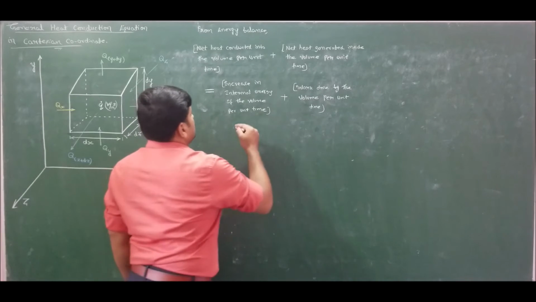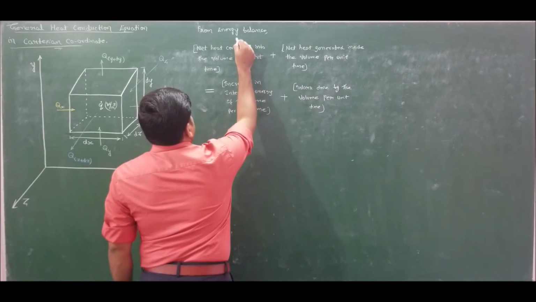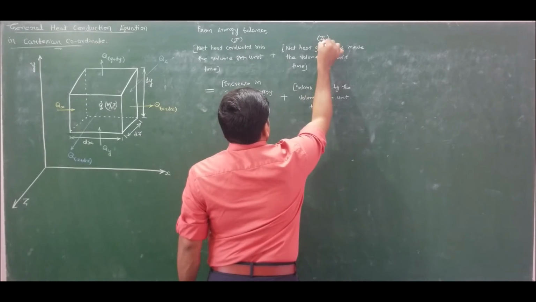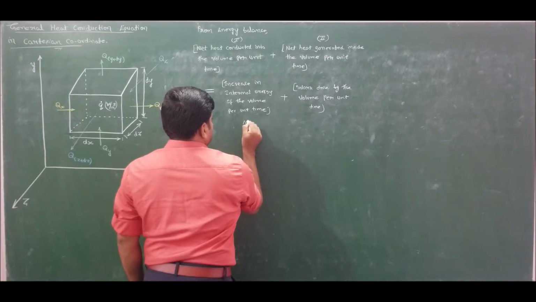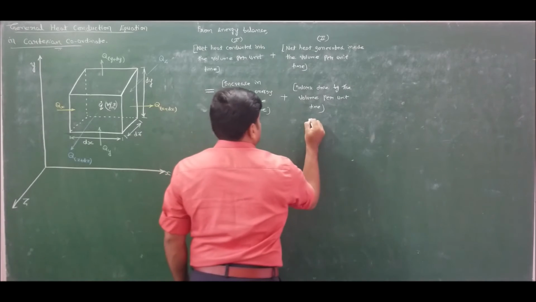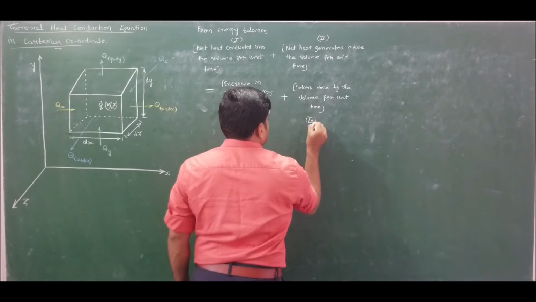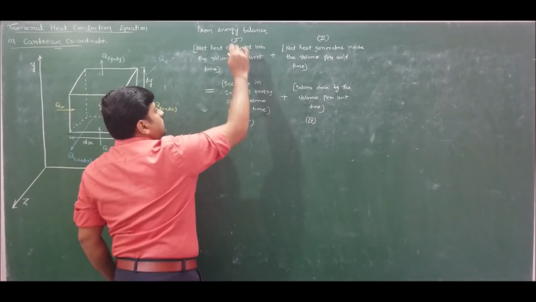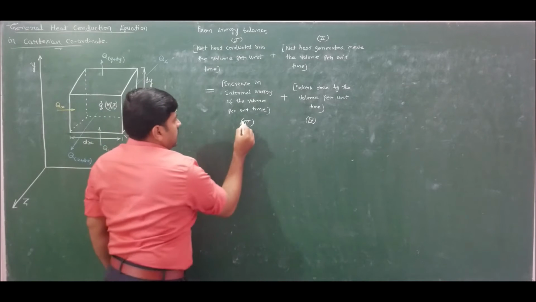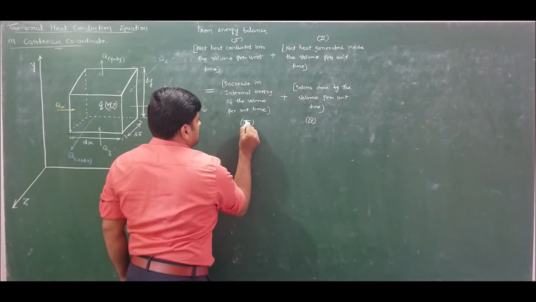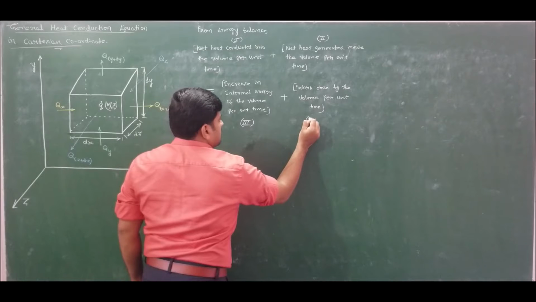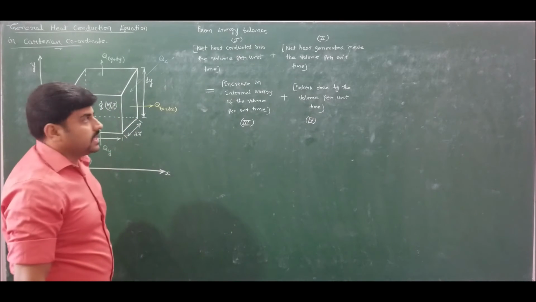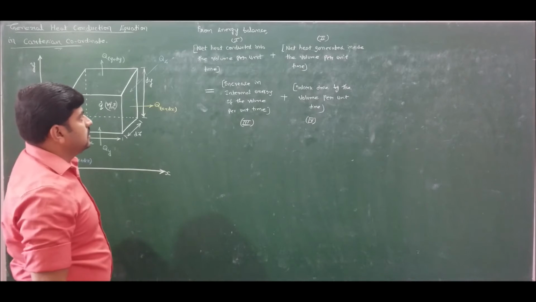Now let us take each term: this as term 1, this as term 2, this as term 3 and this as term 4. Individually I want to calculate the values of term 1, term 2, term 3 and term 4, and substituting them into this energy balance equation I will get the general heat conduction equation for the elemental volume shown in the figure in Cartesian coordinate system. Let us discuss one by one.